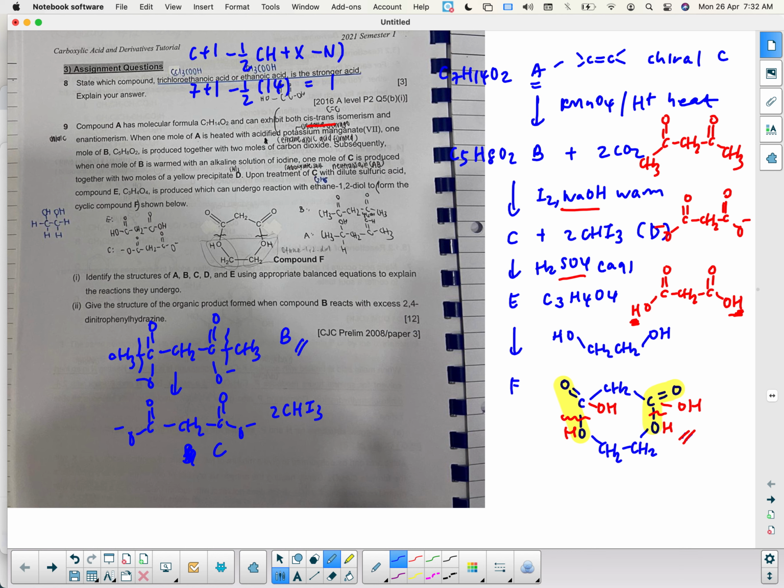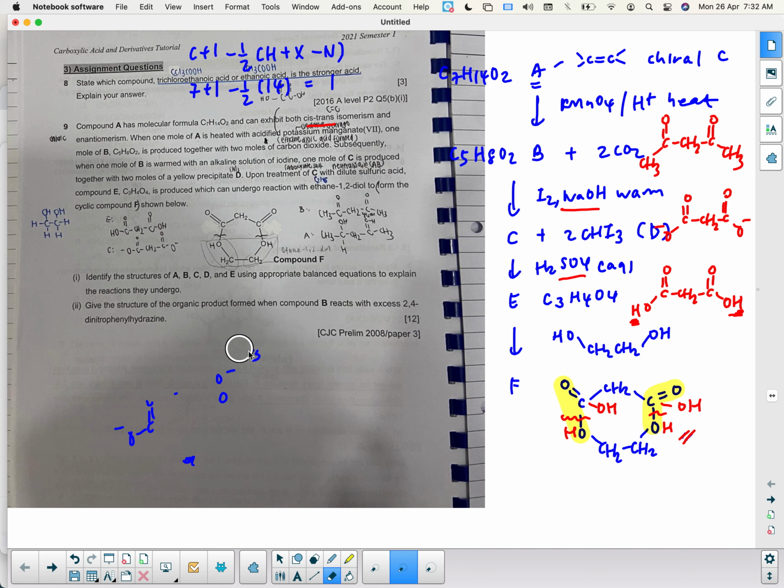So I'm pretty sure that A only has one double bond, only one C=C double bond. So where would the C=C double bond be? Since you know what B is already, let me just erase this. Since you know what B is, you have to understand that when it undergoes oxidation, there's an alkene somewhere. So you have to think in this way. This is how you think.